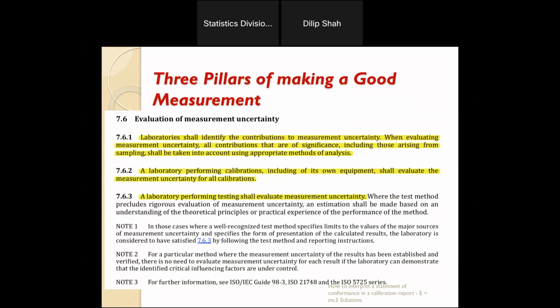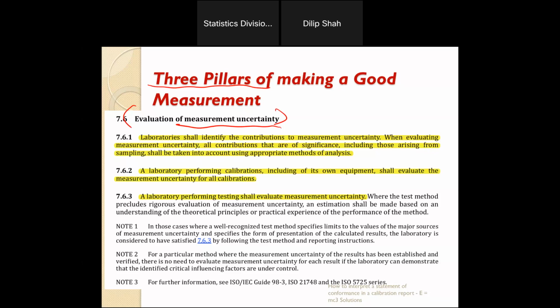Now, within that standard that I talked about, there are three major requirements. If a laboratory is accredited to the standard, they have to meet these requirements, besides many other ones. But these are the ones I call the three pillars for making a good measurement. The first one is, again, I alluded to this terminology, measurement uncertainty. And so the laboratory is supposed to evaluate measurement uncertainty.